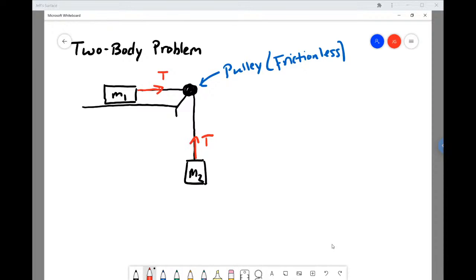And while you're doing that, thinking about that, let's keep labeling other forces in the situation. So both of these masses will have a weight equal to their mass times g.